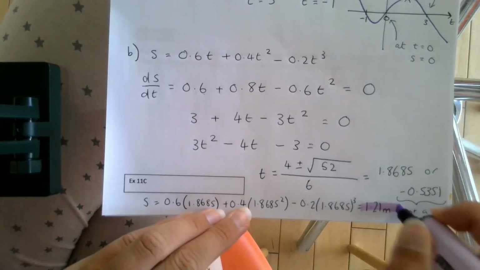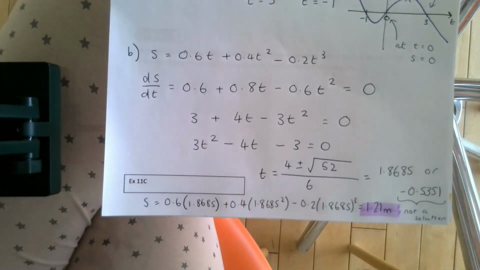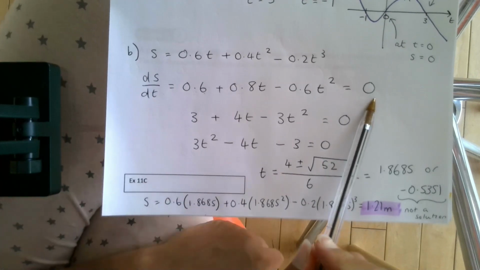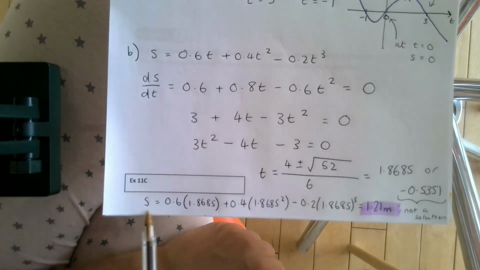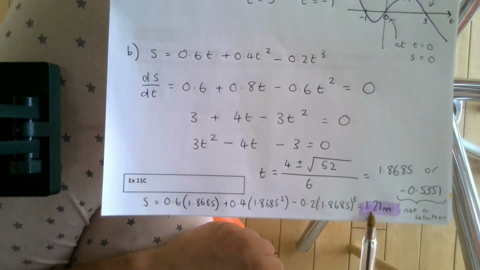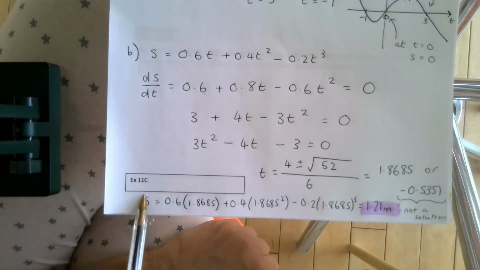Let's write that. So that is my maximum distance. I got that by differentiating and setting it equal to 0, working out the time that it occurred, and then substituting it back in to find the maximum distance. So now that you've done the example, you should be able to have a go at exercise 11C.